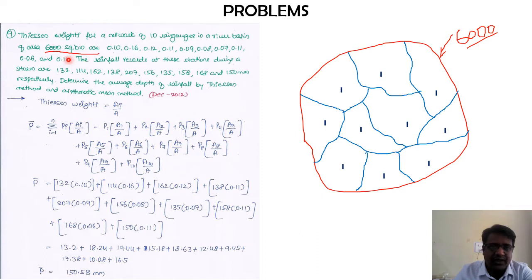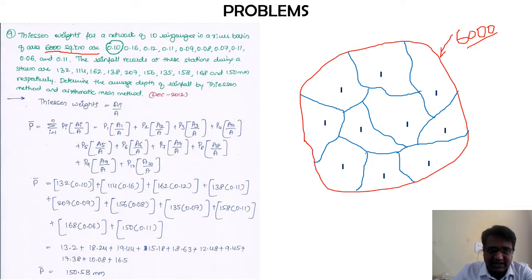Now, instead of asking you to determine such an area, what they have done is they have given these Thiessen weights, Ai by A. So what this Ai by A actually is, if I try to explain it with one or two examples, imagine the first term that is there.